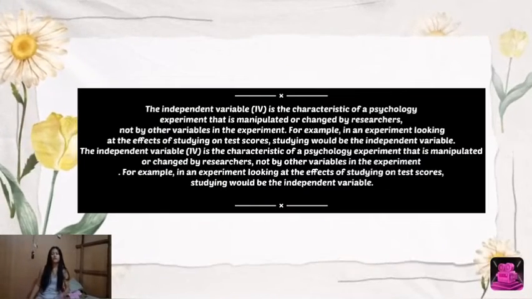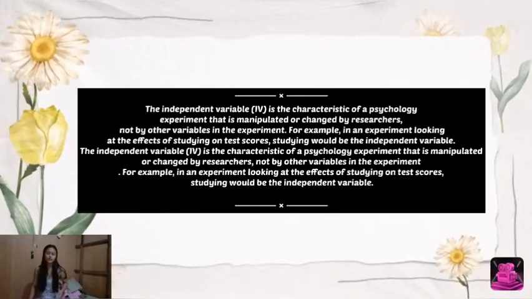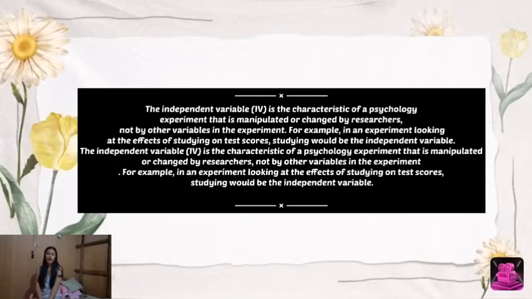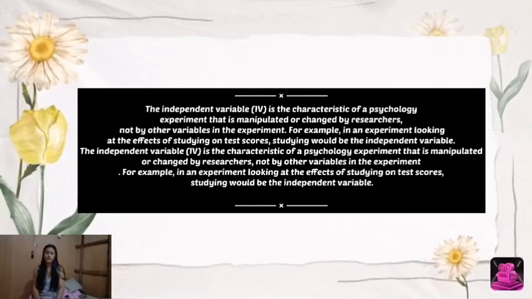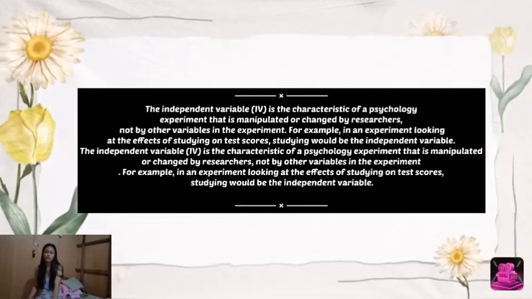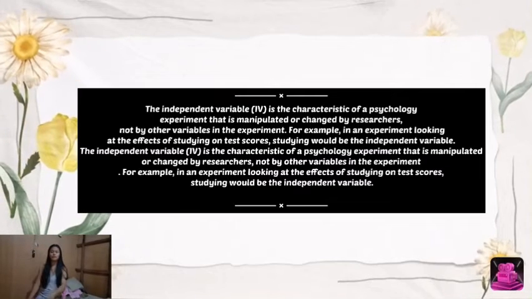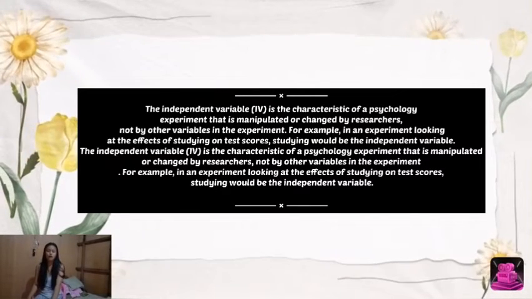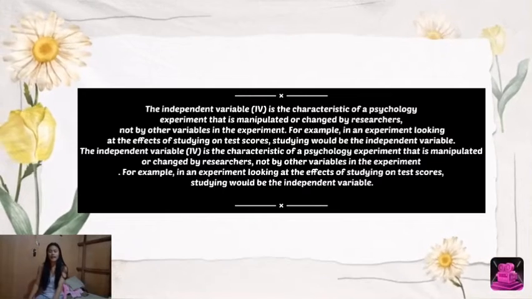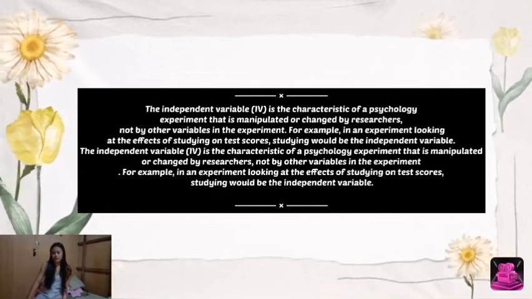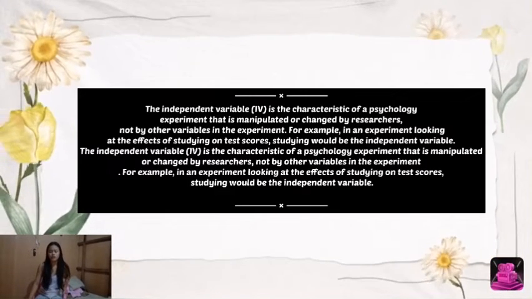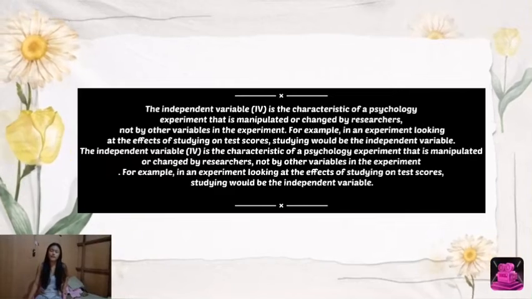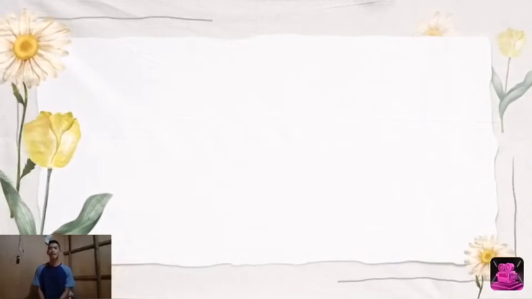Let me give you this explanation for the independent variables. The independent variable is the characteristic of the psychology experiment that is manipulated or changed by the researcher, not by other variables in the experiment. For example, in an experiment looking at the effects of studying on test scores, studying will be the independent variable.